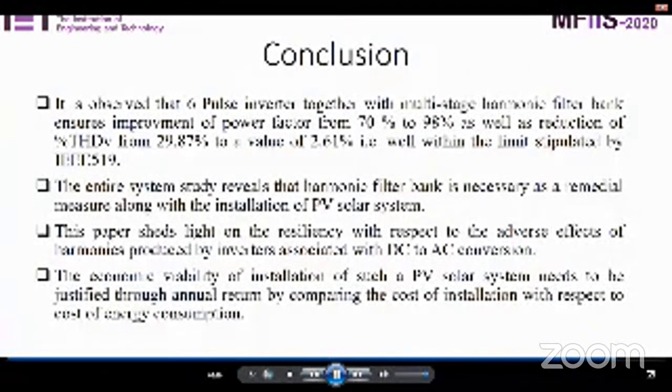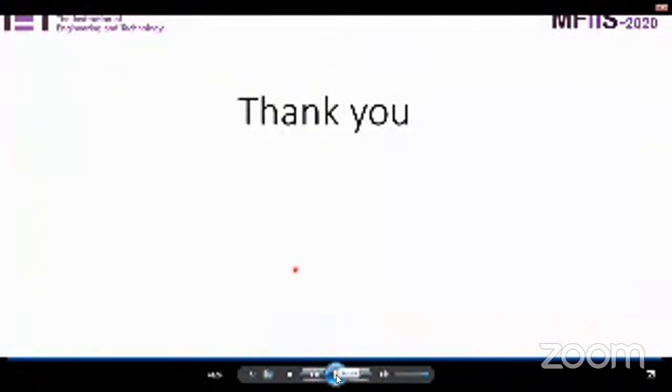Conclusion: in this observation, it is observed that the 6 pulse inverter together with the multi-stage harmonic filter bank ensures improvement of power factor from 70% to 98%, as well as reduction of percentage THDV from 29.87% to 2.61%. That is well within the limit stipulated by IEEE 519. Thank you.